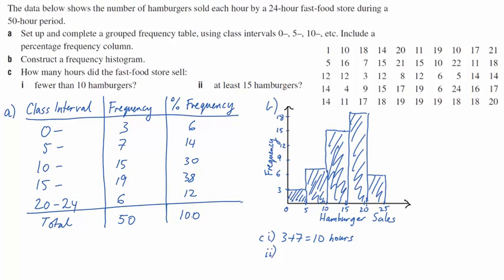Lastly, we've been asked for how many of the hours did they sell at least 15 hamburgers. Again, we can just look at our frequency table. 15 up to 19 happened 19 times, and 20 and up happened 6 times. So that's a total of 25 of the hours. So that means that half of the time, half of the 50 hours, they sold at least 15 hamburgers.